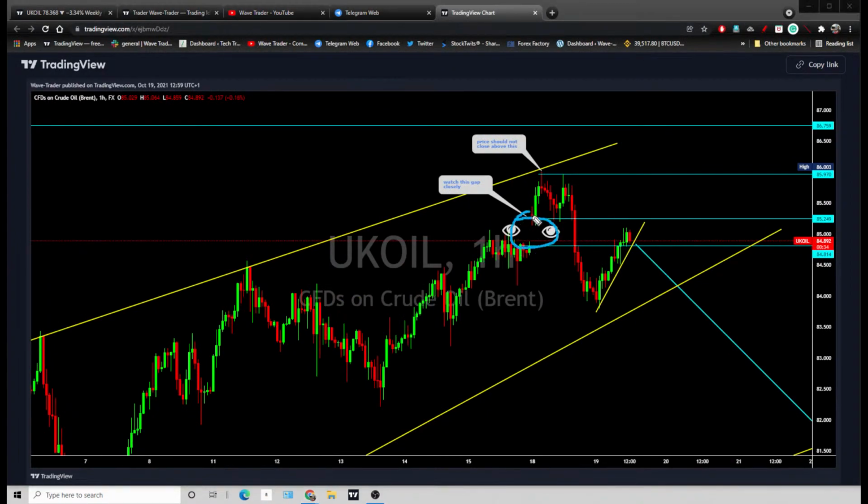When price opened up with that gap, we simply call that a reversal gap. This is a reversal gap. If this is a reversal gap, then this is going to be a multi-year top on oil. So a break above this gap or this top, 85, 86, we can say that.